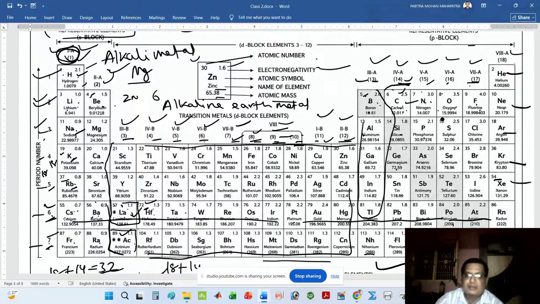The boron family, carbon family and all the families are named after their first element. The boron family starts with boron, the nitrogen family with nitrogen, the oxygen family with oxygen. Next, the halogen family. I will explain later why it is called halogen. Actually, they also have another name. Try to understand this group.